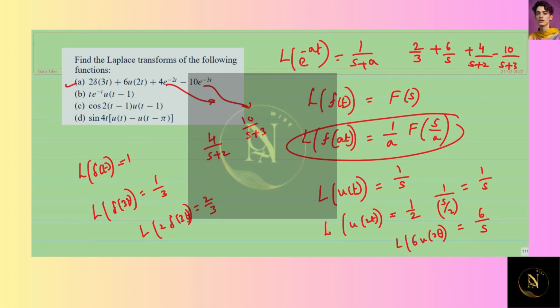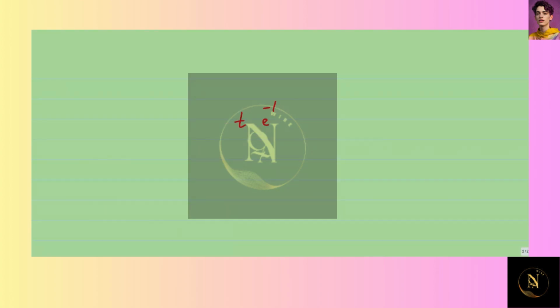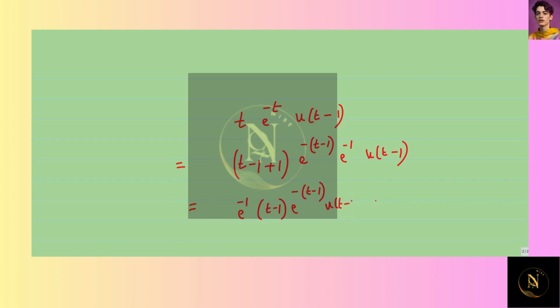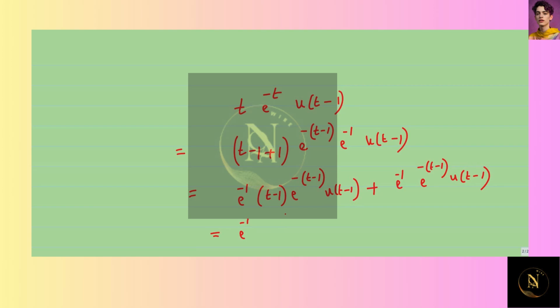Let's do part B now. It is t e power minus t u of t minus 1. So t e power minus t u of t minus 1. Can I write this as t minus 1 plus 1 into e power minus of t minus 1 into e power minus 1 into u of t minus 1? Yes, we can write. So if you split it, I'll be getting e power minus 1 into t minus 1 e power minus of t minus 1 u of t minus 1 plus e power minus 1 into e power minus of t minus 1 u of t minus 1. So that is e power minus 1.